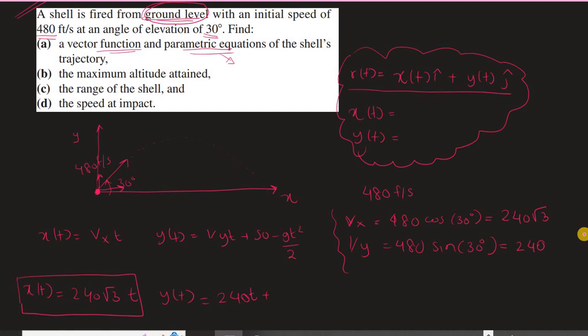So this is 0, and then negative g. What is g? g is 9.8 meters per second squared, right? But did you notice here the units are not meters per second? It is in feet per second. So we're going to have to use feet per second squared for the g as well.